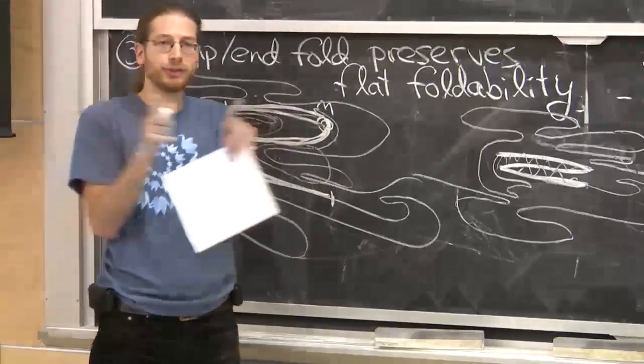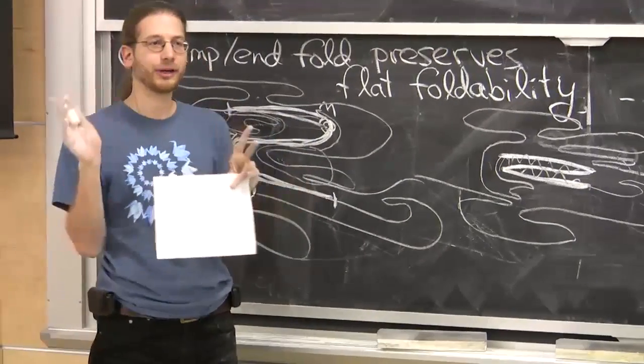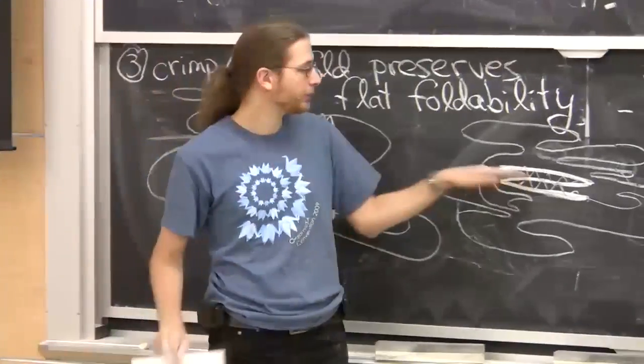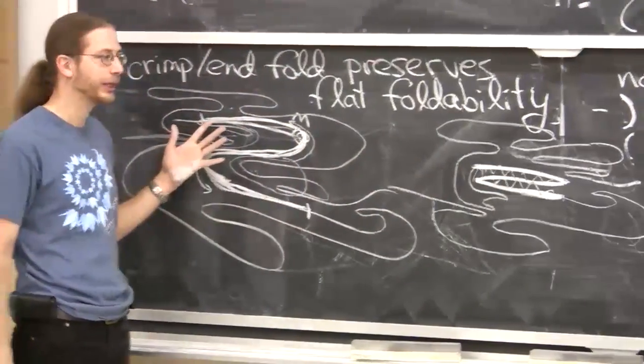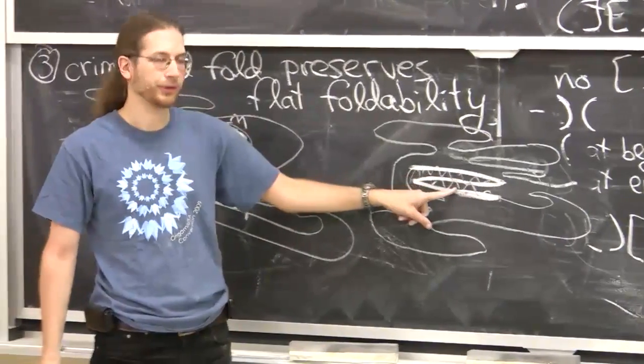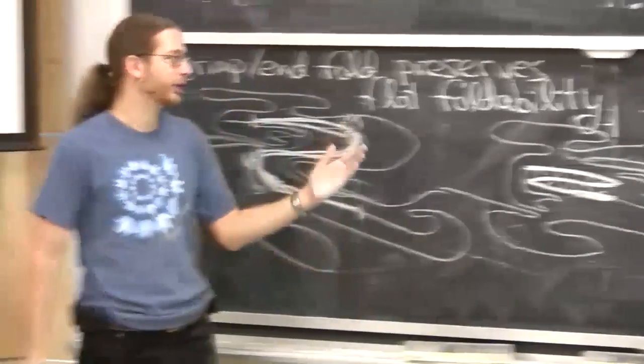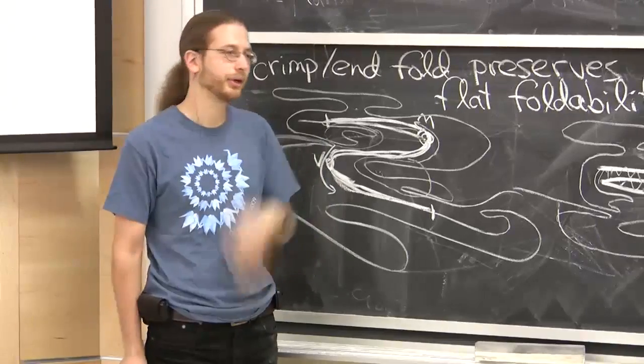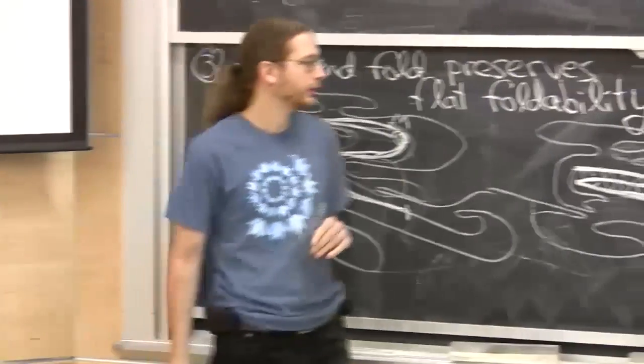So even though we were shifting creases closer to each other and it looked a little scary what's happening, we know from this construction, if you could fold the original thing, you can fold the thing even when the crimp got fused together. Therefore, crimps are always safe. And by an even easier argument, end folds are always safe.